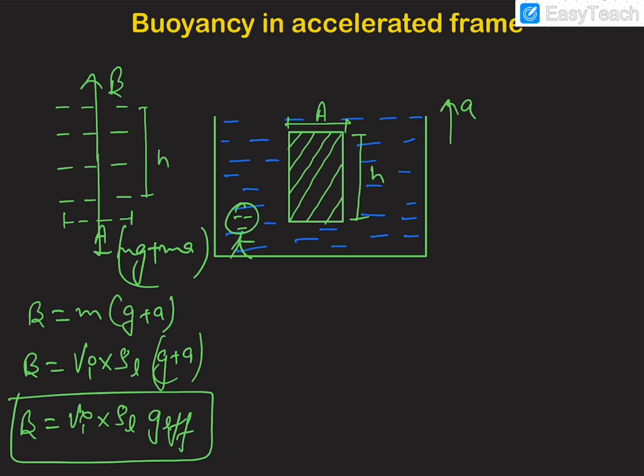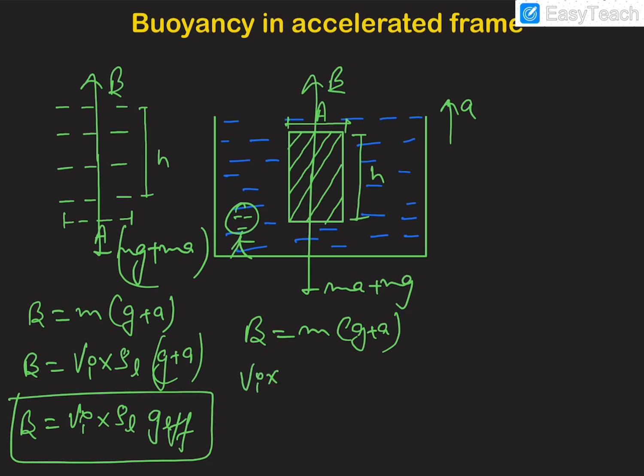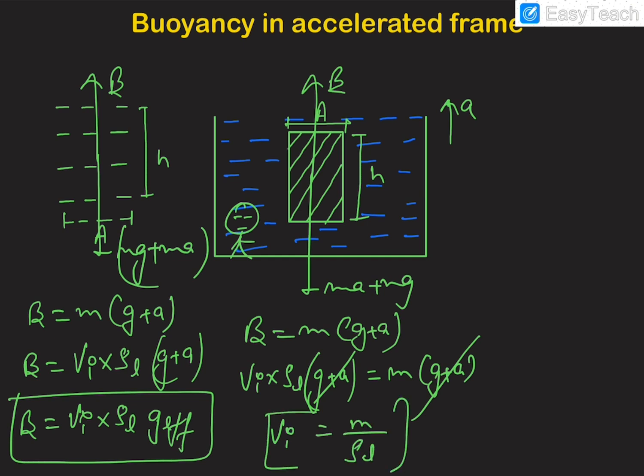Okay, so now let us also discuss this scenario. If we talk about the buoyancy acting on this solid, then buoyancy is balancing the pseudo force ma and mg of this solid cylinder. So buoyancy will be equal to m into g plus a. So buoyancy is Vi into rho L into g plus a, and that is equal to m into g plus a. So if we cancel out g plus a, Vi will be equal to m upon rho L. This is the immersed volume of this solid inside the liquid.